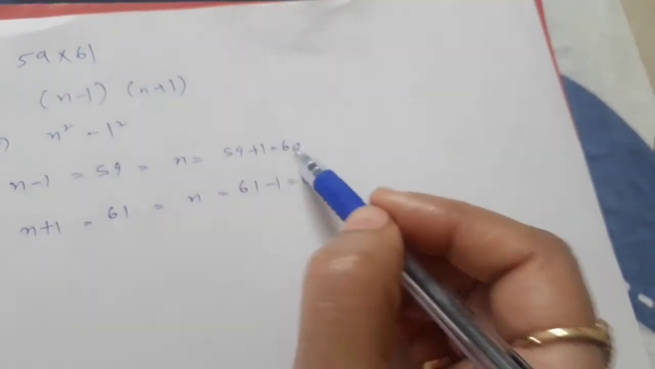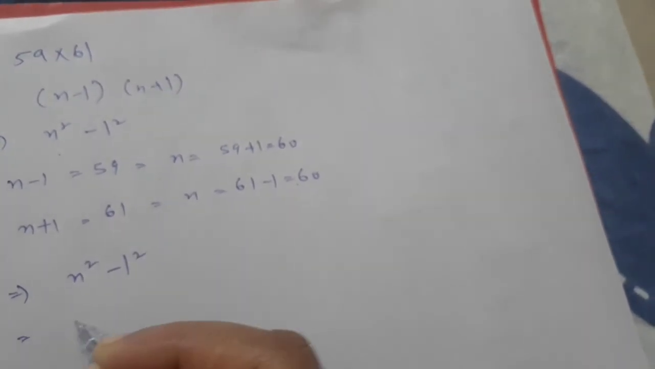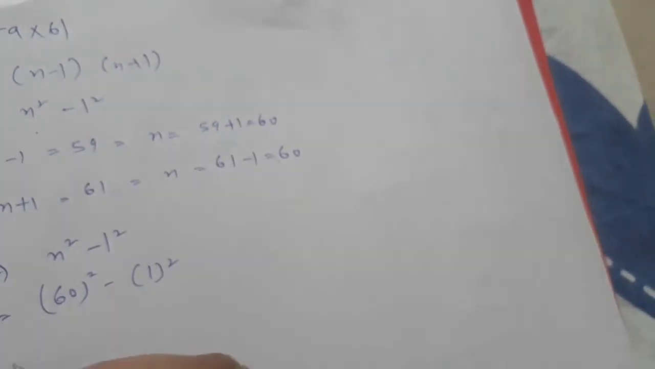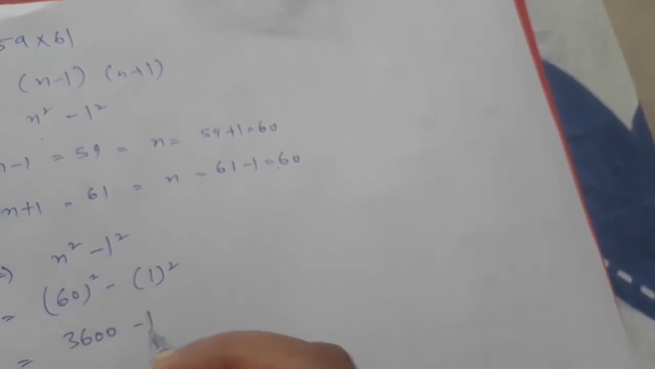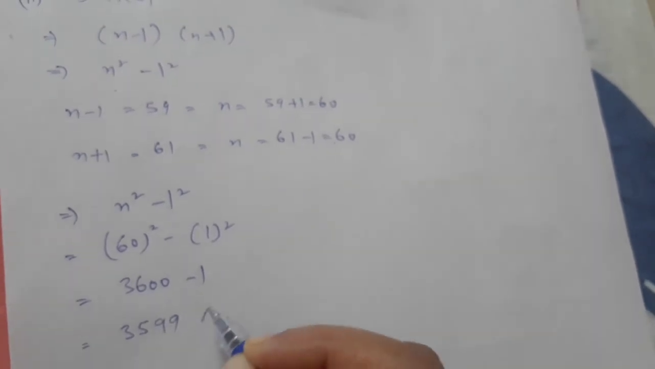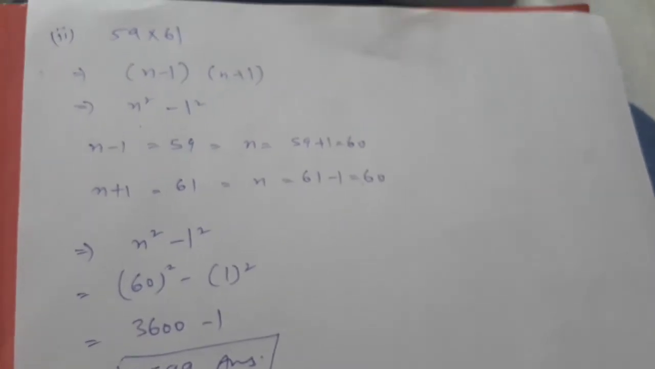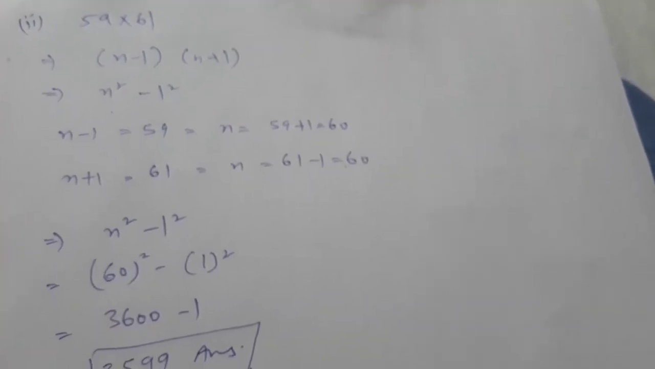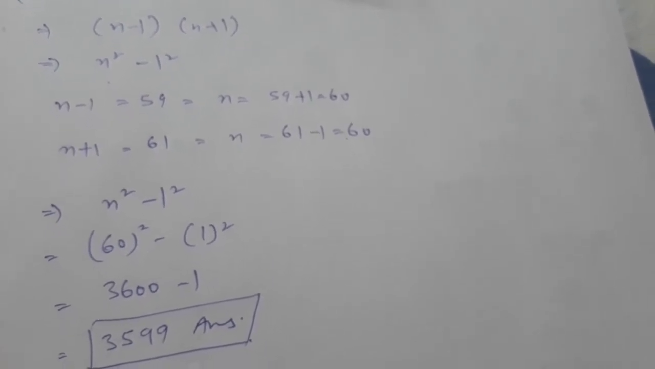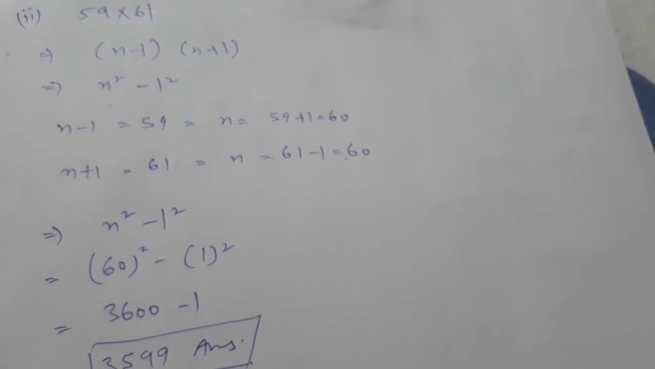So we will put this number into this, that is n square minus 1 square. N square is 60 square minus 1 square, that is 3600 minus 1, that is 3599. That is our answer. So just equate the number with n minus 1 and n plus 1 and put that particular number into the formula, that is n square minus 1 square. So we will come with our answer.